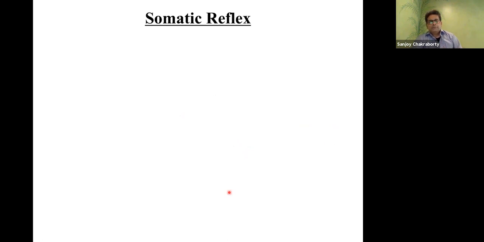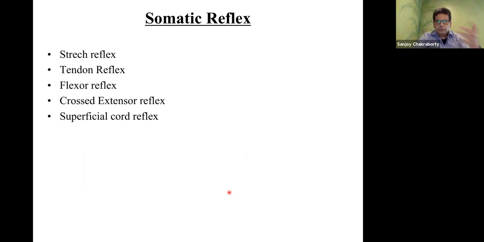Okay. And finally, some of the somatic reflexes, meaning some of the reflexes that involve skeletal muscle, commonly are stretch reflex, like when you're touching something and you stretch, or knee jerk, that's a tendon reflex. Then flexor reflex. Then we have crossed extension and superficial cord reflex. We don't need the very detail of it. You just need to know these are somatic reflexes involving skeletal muscle. Individual mechanisms you do not need. You need an overall mechanism.